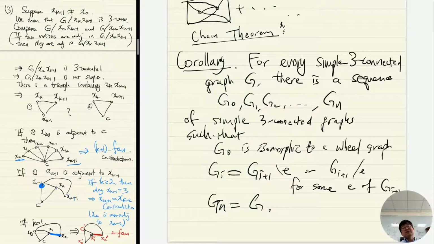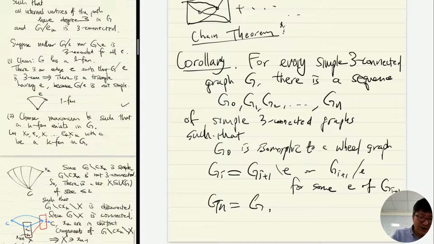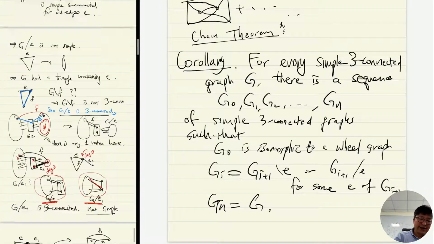Alright, so from any simple 3-connected graph, I can find the long chain of simple 3-connected graphs that when you go down, you only do the contraction or deletions, and you can keep the simple 3-connectedness throughout all the stages. So that's why this is sometimes called a chain theorem.